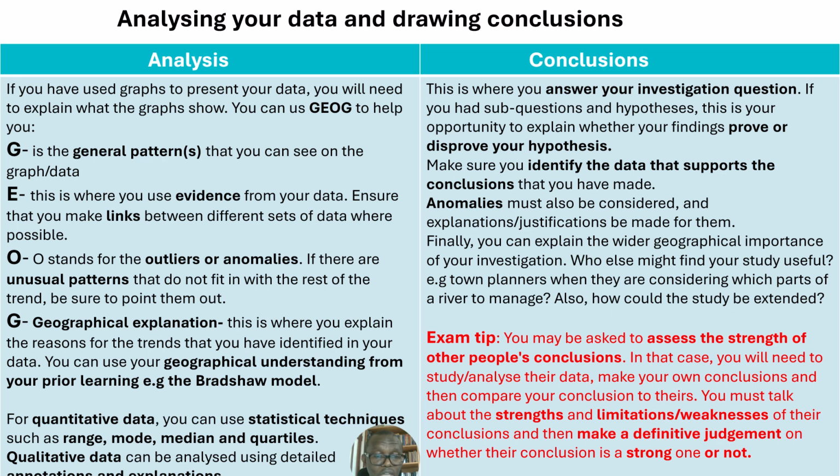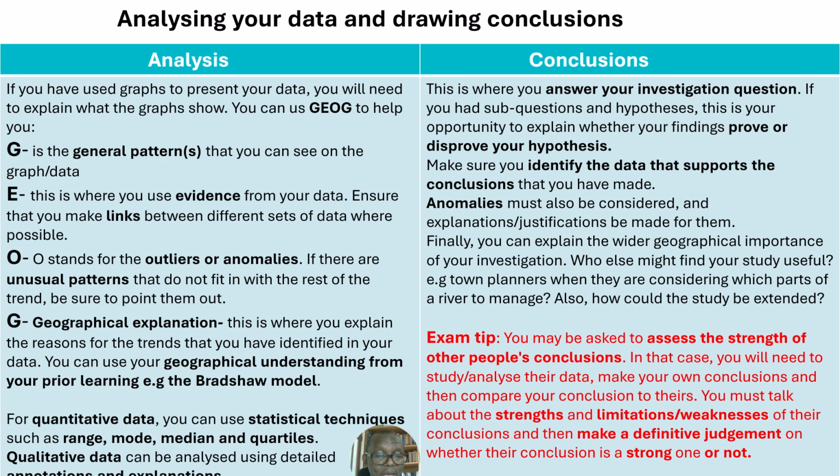Make sure that you actually include it, because it shows that you're being very candid and honest about the data that you have collected. An outlier or an anomaly is data that does not fit with the rest of the data that you have collected, with the rest of the pattern that is being shown in that particular graph that you drew from your primary data. And then finally, the last G is a geographical explanation.